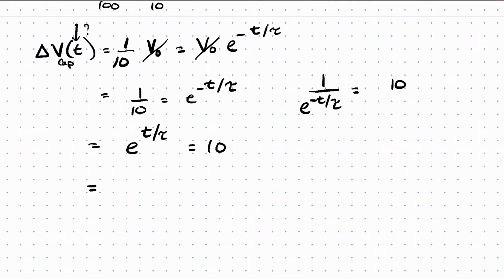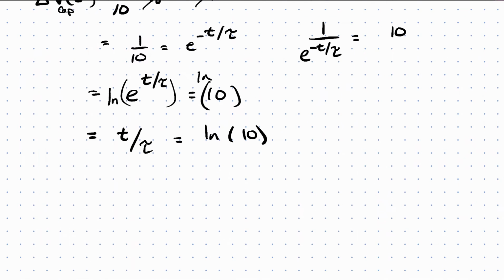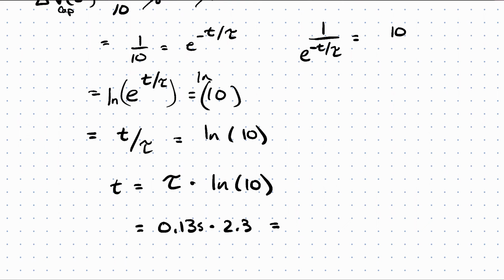And so now we're going to take the natural log of both sides. And so this is going to be t over tau is equal to the natural log of 10. Both sides have to be unitless. Whenever you're dealing with logs, you should have unitless expressions. And t then is equal to our time constant times the natural log of 10. And so this is going to be 0.13 seconds times 2.3 unitless, and that yields 0.299 seconds.